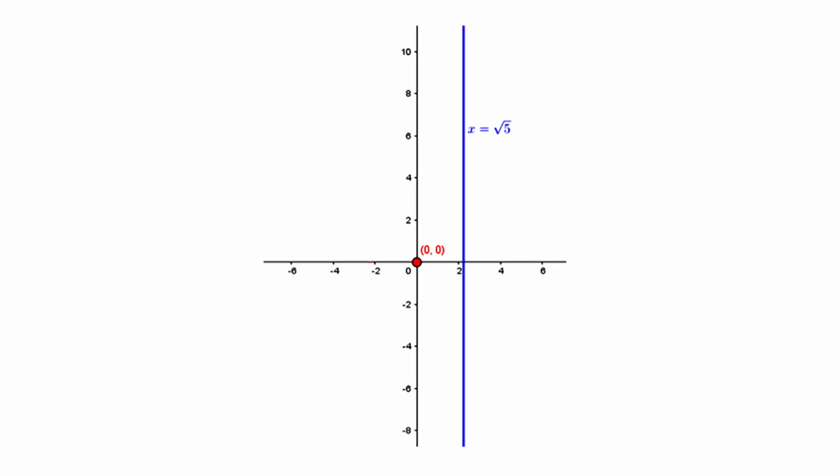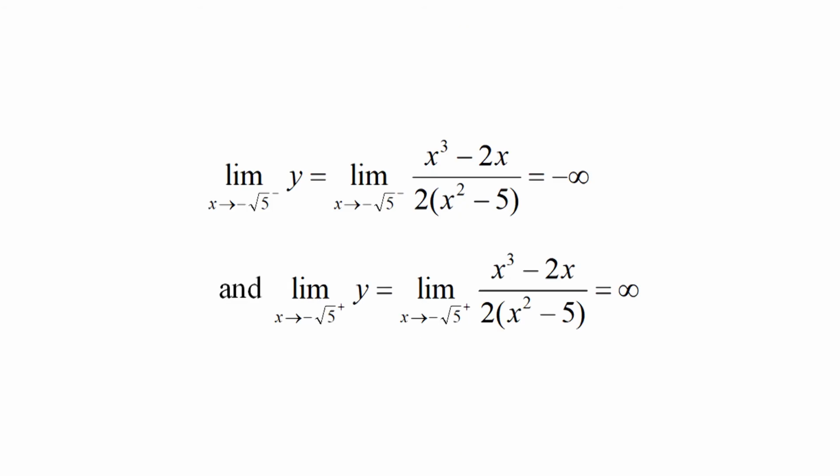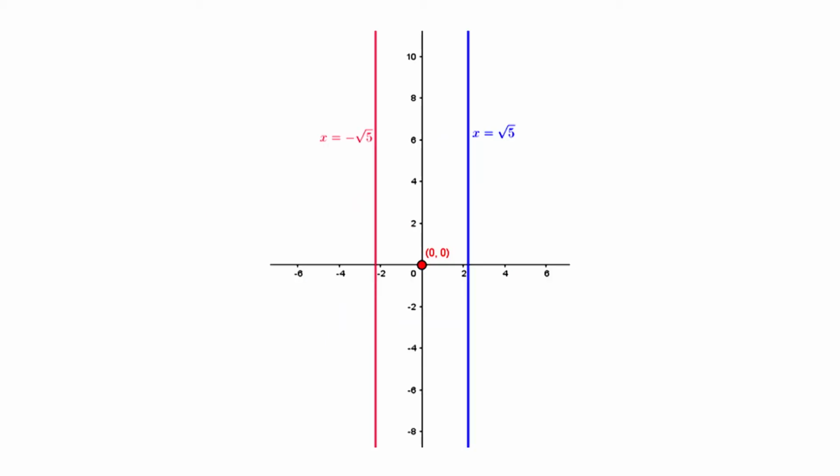asymptote. Similarly, limit x going to minus root 5 plus of y is equal to limit x going to minus root 5 minus of x cube minus 2x whole divided by 2 times x square minus 5, which is equal to minus infinity, and limit x going to minus root 5 plus of y is equal to limit x going to minus root 5 plus of x cube minus 2x by 2 times x square minus 5, which is equal to plus infinity. Hence, x is equal to minus root 5 is also an asymptote.